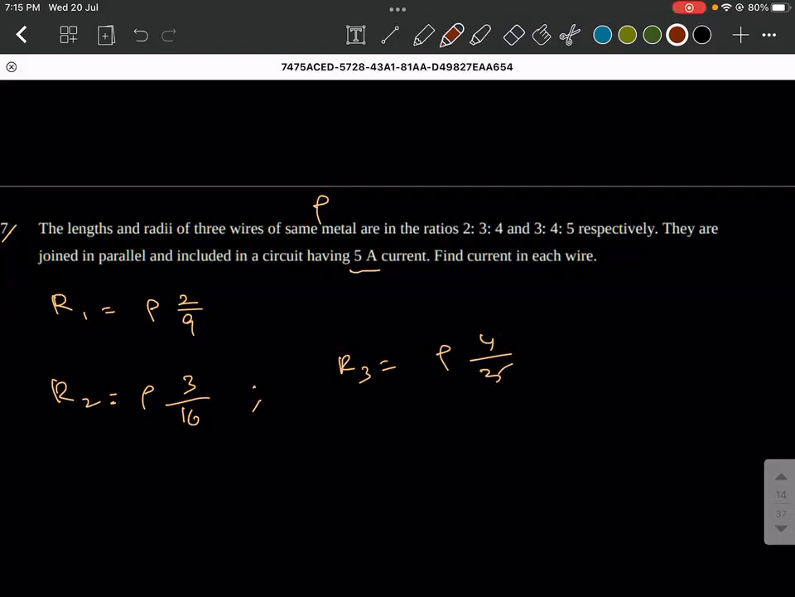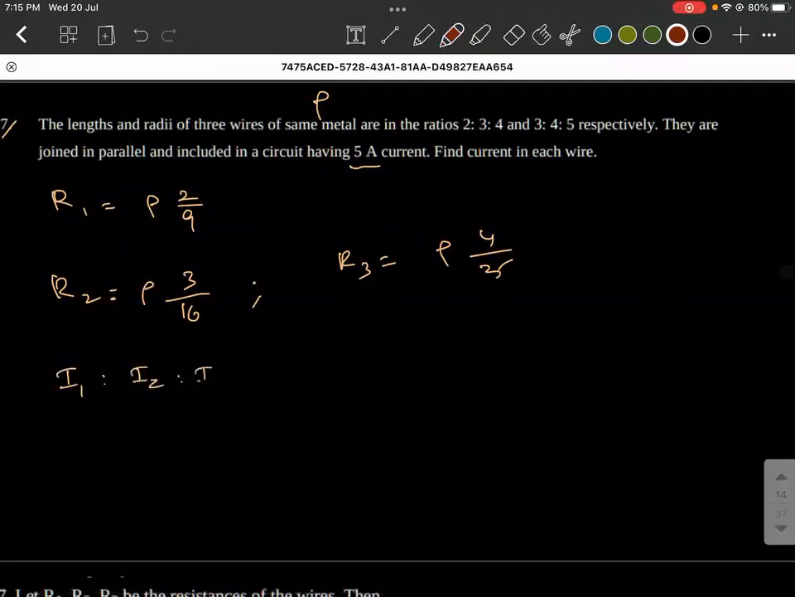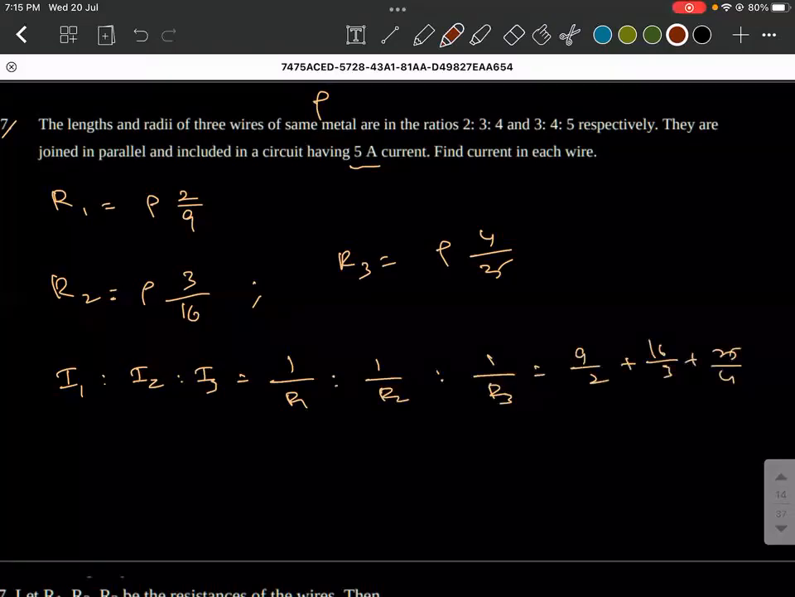So when they say they are connected in parallel, what is constant? Voltage. So I1 is to I2 is to I3, can I say it is equal to 1 by R1 is to 1 by R2 is to 1 by R3? So this will be equal to 9 by 2 is to 16 by 3 is to 25 by 4.